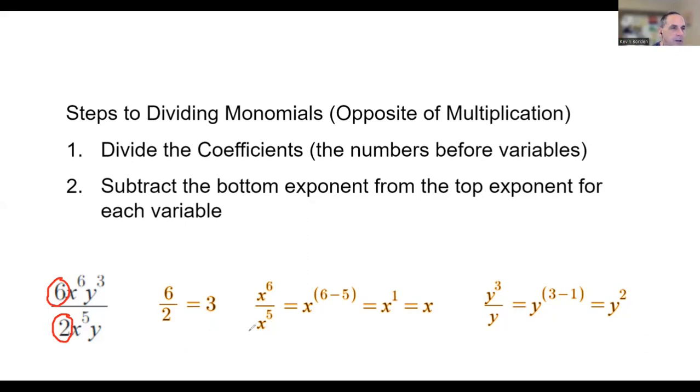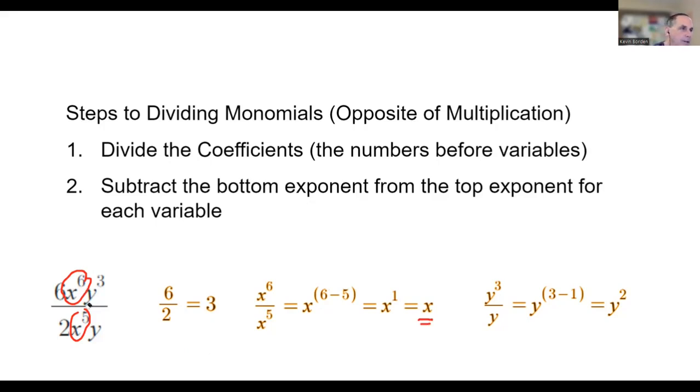Then let's move on to the variables. So here we line up. Let me erase this and focus on our x's now. We have x to the 6th over x to the 5th. So we set up that fraction and we subtract the exponents. We subtract the bottom from the top. So it's going to be x to the 6 minus 5, or x to the 1st, which we normally just write as x.